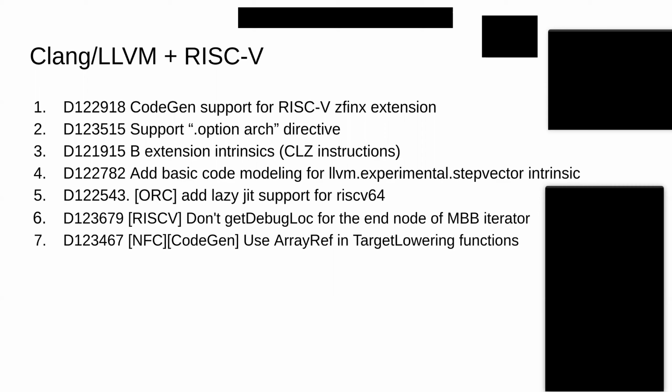And the fifth patch is about adding the lazy JIT support for RISC-V 64. Previously, I finished the LLVM JIT link support for RISC-V 64 and RISC-V 32. Now, if a developer wants to use the JIT linker, it can compile, link and run the Hello World program successfully.